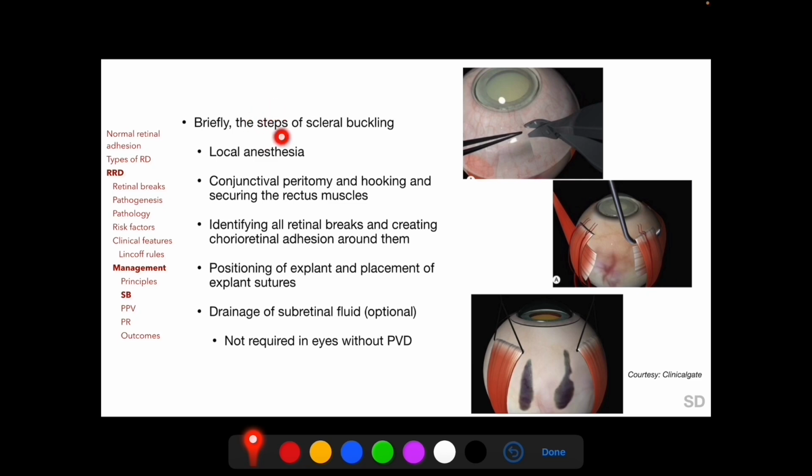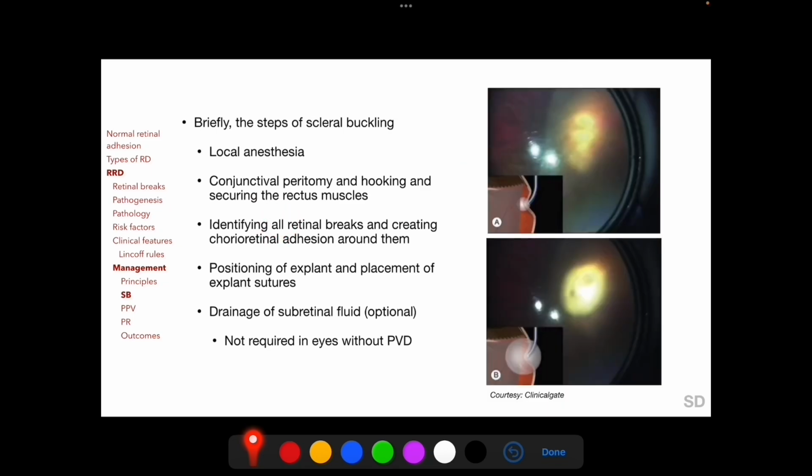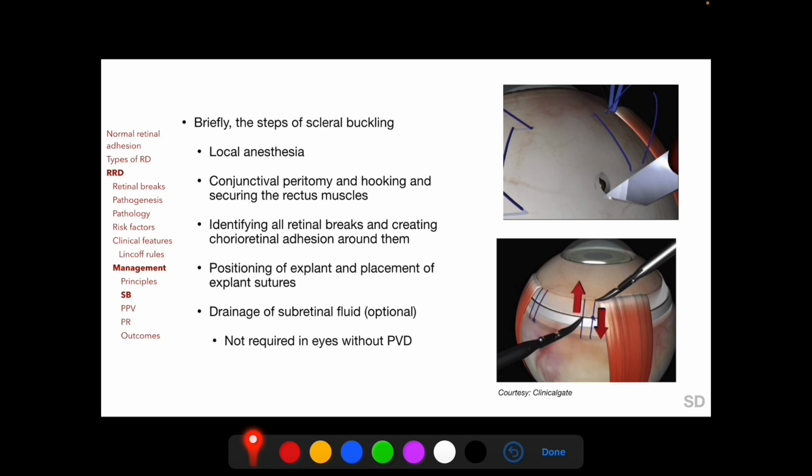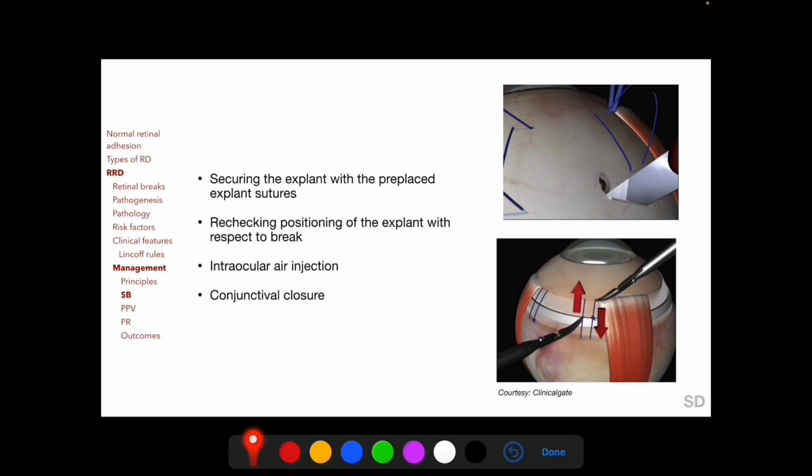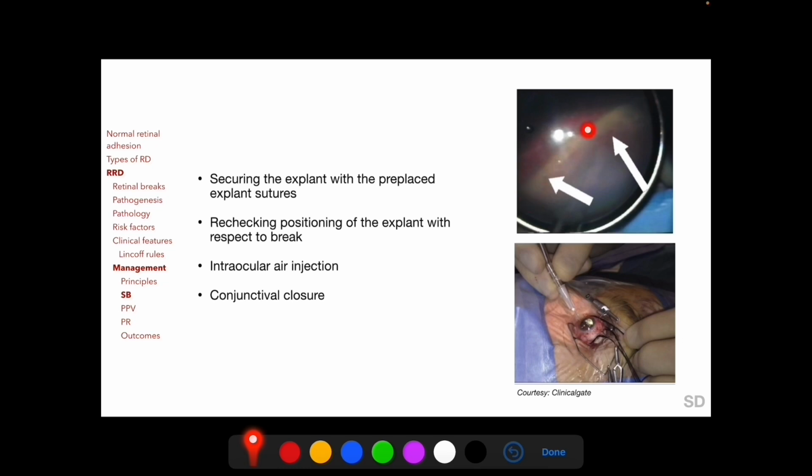Briefly, the steps of scleral buckling are local anesthesia, conjunctival peritomy, hooking and securing of the rectus muscles, identifying all retinal breaks and creating chorioretinal adhesion around them, as seen here in these two photographs, with this showing the early appearance and this showing the later appearance of the same freeze with cryo, positioning of the buckle and placement of buckle sutures, drainage of subretinal fluid through a sclerotomy as seen here in this photograph, securing the buckle with the pre-placed buckle sutures, rechecking the position of the explant with respect to the breaks, intraocular air injection if subretinal fluid drainage resulted in hypotony, followed by conjunctival closure.